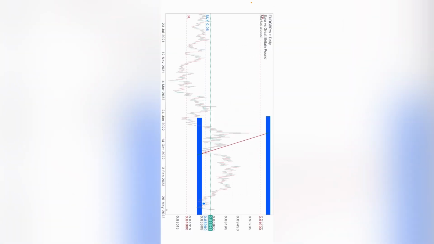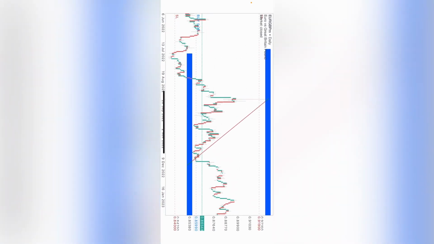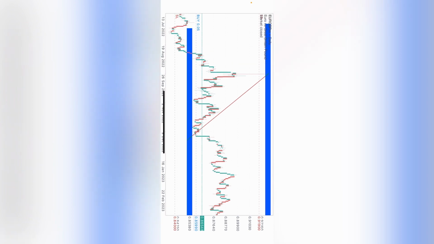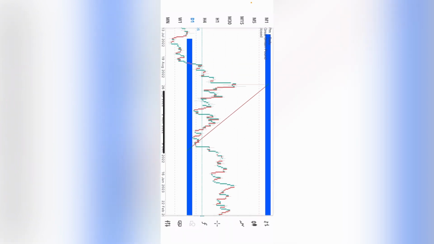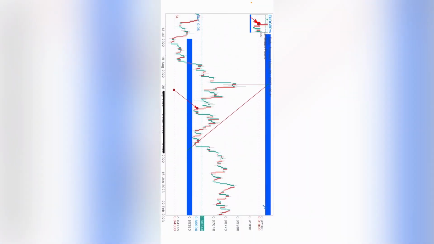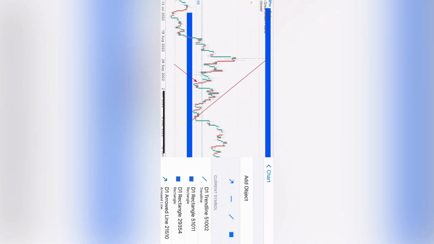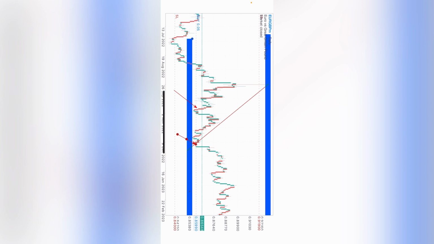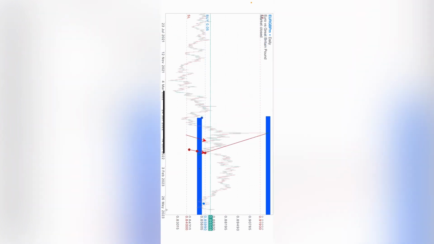As you can see, like I told you in my previous video, we have a double bottom here. We have a double bottom here. We have a double bottom here.